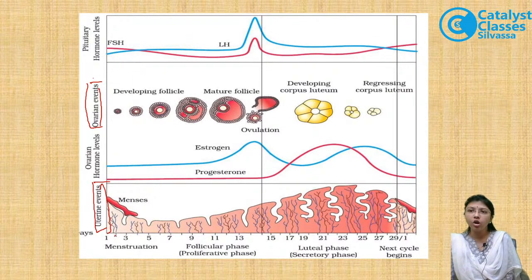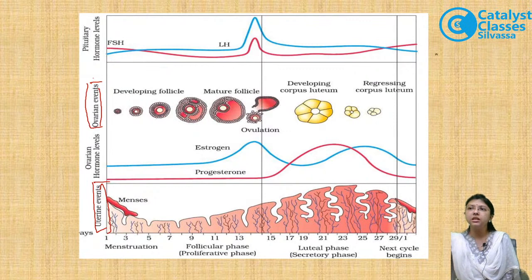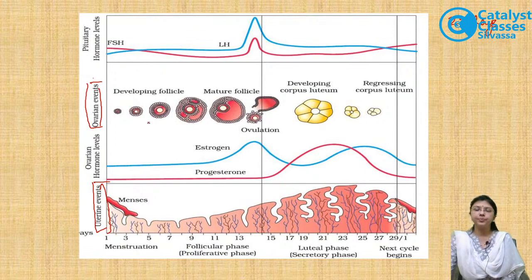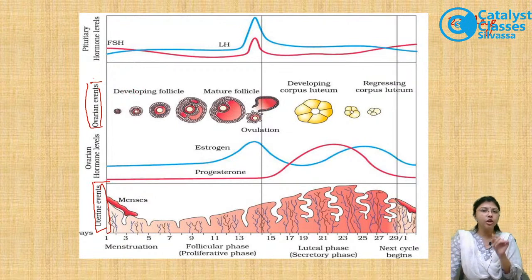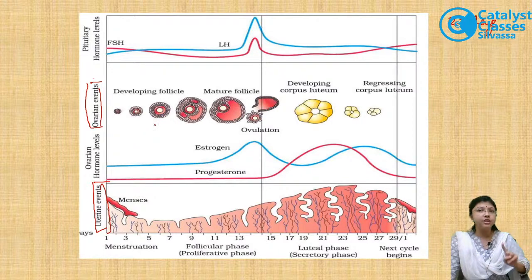Right? As you see here on the x-axis, it is written the number of days, 1, 3, 5, 7, 9, up till 29 days they have mentioned. Okay, so here you can see that in this diagram, the menstrual cycle is of 29 days. Okay, now what is going to happen here? As I told you, at puberty, first of all, hypothalamus is going to release GnRH, and that GnRH which is released, it is going to stimulate the pituitary gland to release its hormone. And which are the hormones that will be released by the pituitary gland?